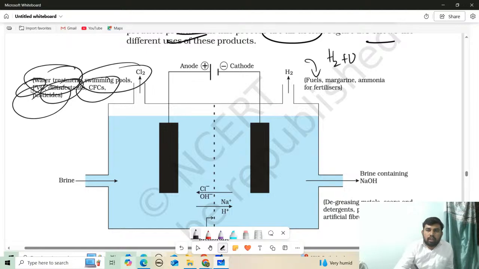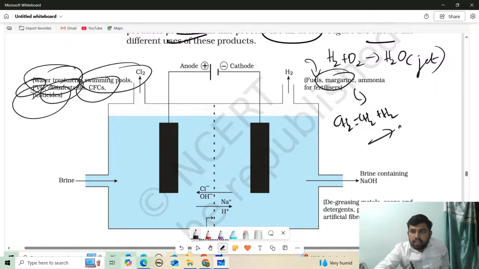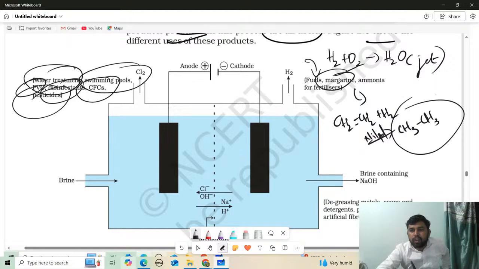On burning, hydrogen gas produces water. Where is it used, sir? It is used in jet aeroplanes. Similarly, margarine, the preparation of vanaspati, converting vegetable oil into ghee. So we have CH2 double bond CH2 plus H2 gives rise to CH3 single bond CH3, in the presence of nickel or palladium as a catalyst. That is margarine. Vanaspati ghee is also called margarine.